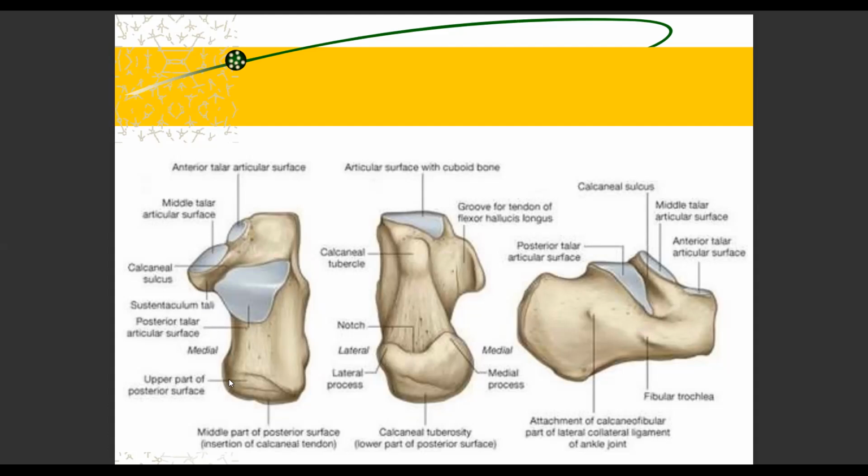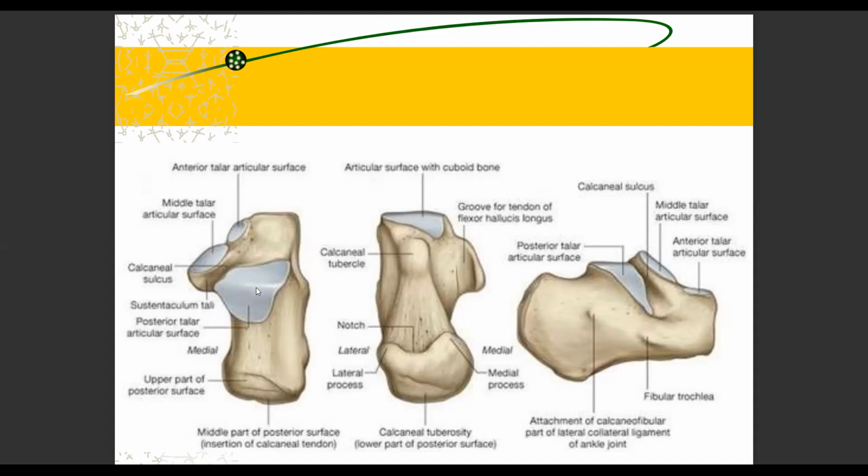There is the upper part of the posterior surface, and this is the middle part of the posterior surface, while this one is the lower part of the posterior surface. This is for the calcaneocuboid joint, which is the joint between the cuboid and the calcaneus.